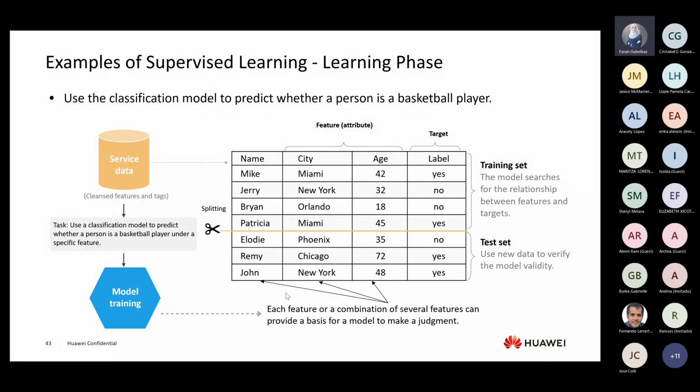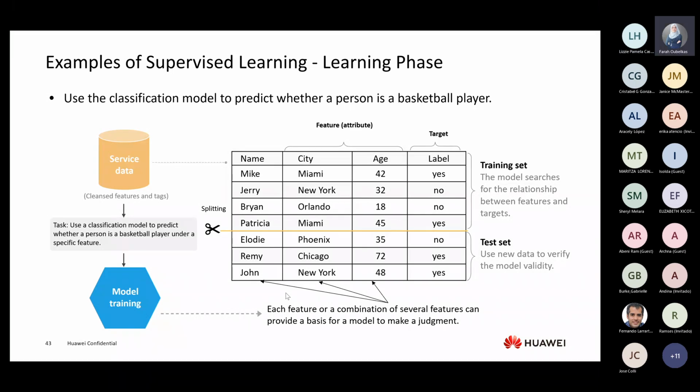Now, an example of the supervised learning phase. Use the classification model to predict whether a person is a basketball player. Can you tell me what the features are and what the target variable is? And what type of problem are we trying to solve, classification or regression? Regression problem? Classification. It's classification.